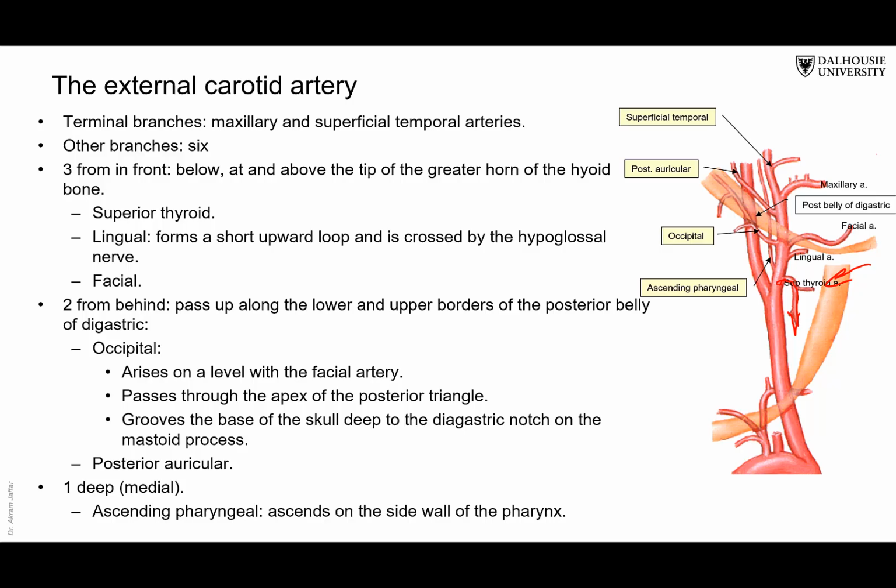Then from the posterior part, we have an occipital artery and a posterior auricular artery. And from the medial part, we have an ascending pharyngeal artery. Difficult to dissect, but maybe you can find it. And of the other two arteries, maybe you will find the occipital, but it will be difficult to find the posterior auricular artery.